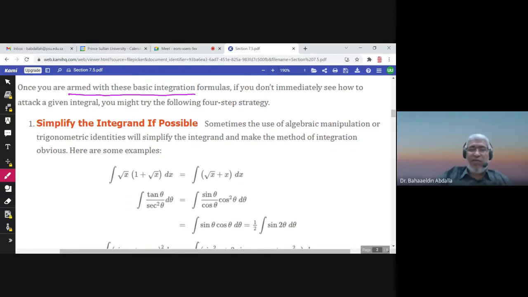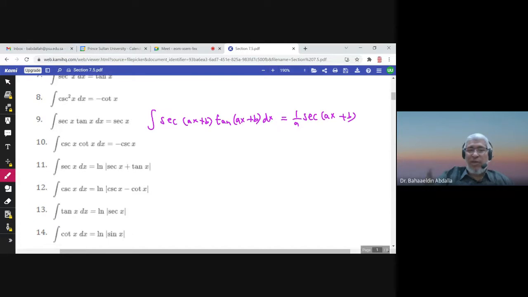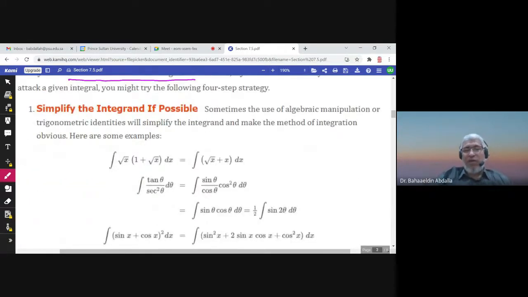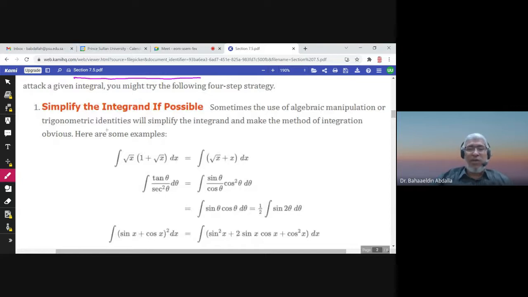So first, if you have any of these formulas, immediately you use them. If not, then try these steps. Try first to simplify the integrand if possible. So for example, here, this question, square root of x times 1 plus square root of x, if you expand, you get square root of x plus x, and now this is x to the power half, and this is x to the power 1, and you use the first formula, integral of x to the power n. So sometimes algebraic manipulation or using trigonometric identities will simplify the integrand.